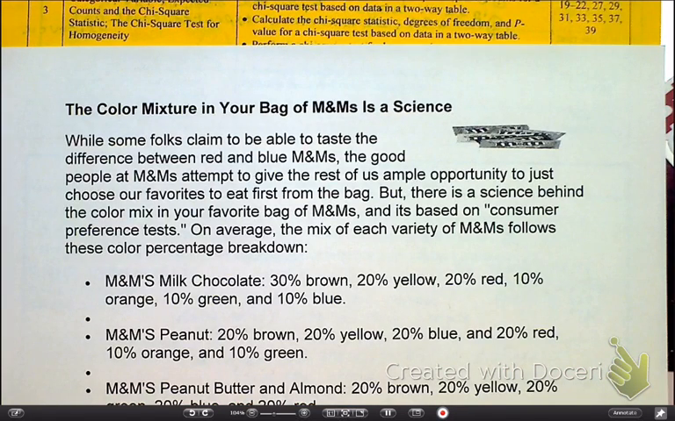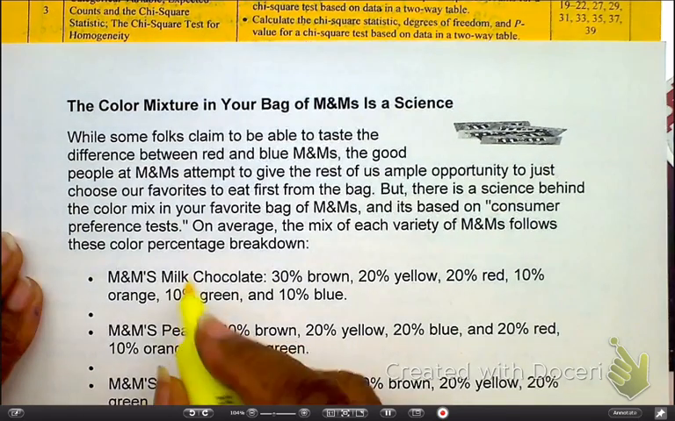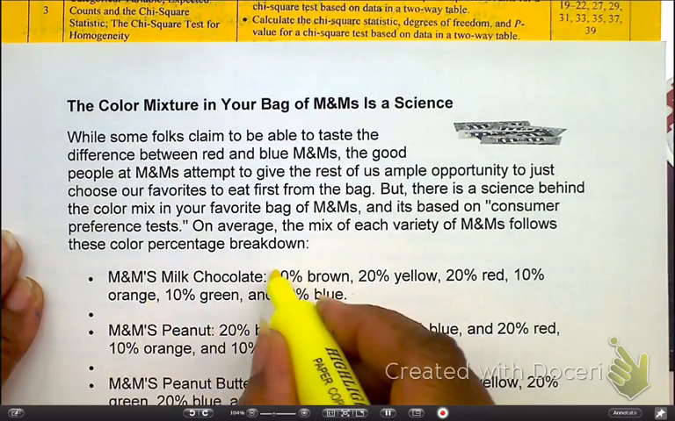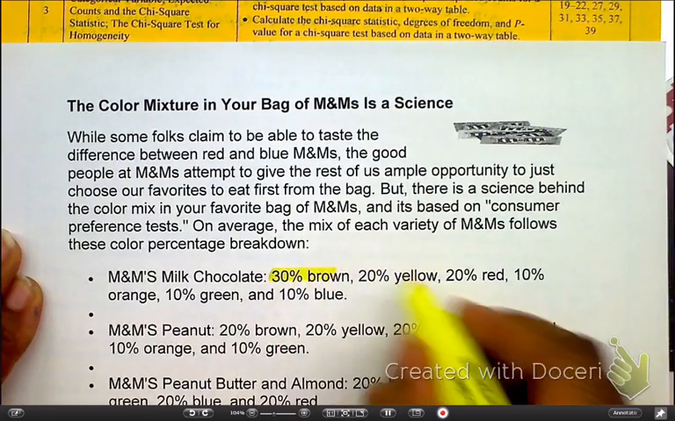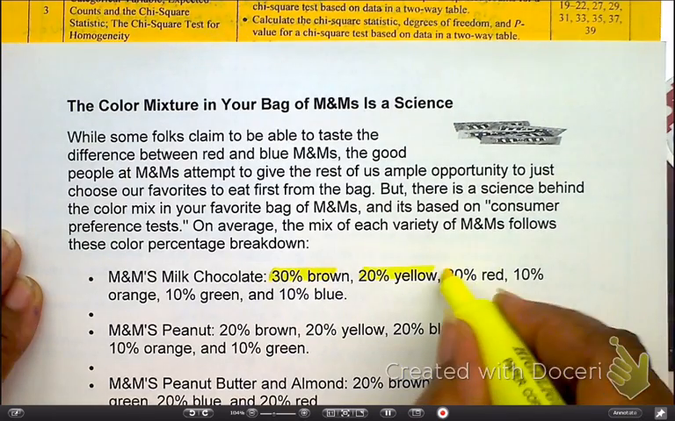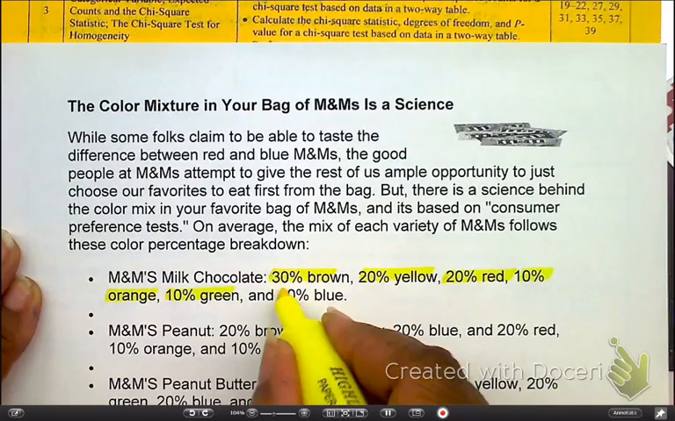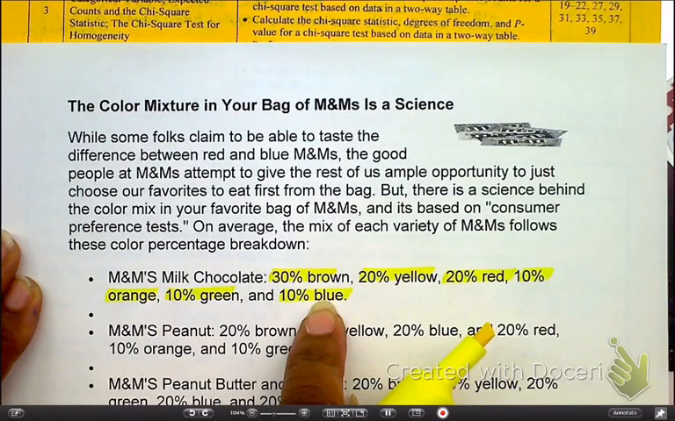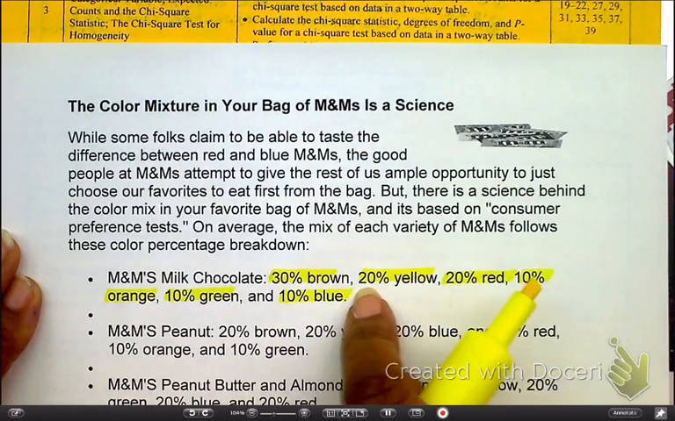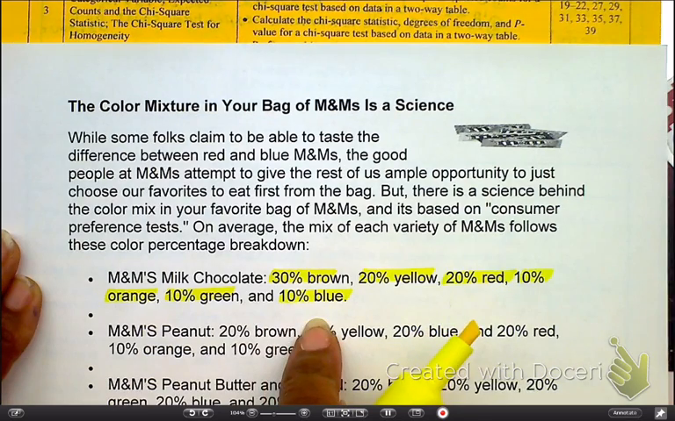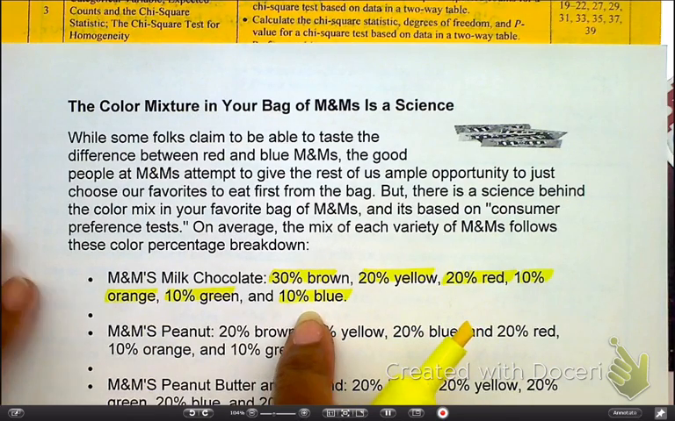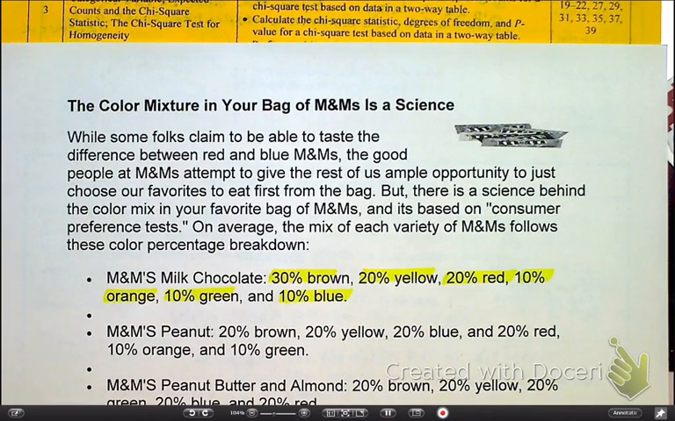A perfect example of something you guys are totally addicted to, your M&Ms. We have 30% brown, 20% yellow, 20% red, 10% orange, 10% green, and 10% blue. I said that there were 5, but self-corrected, there are actually 6 categories. This would be an example of a distribution.